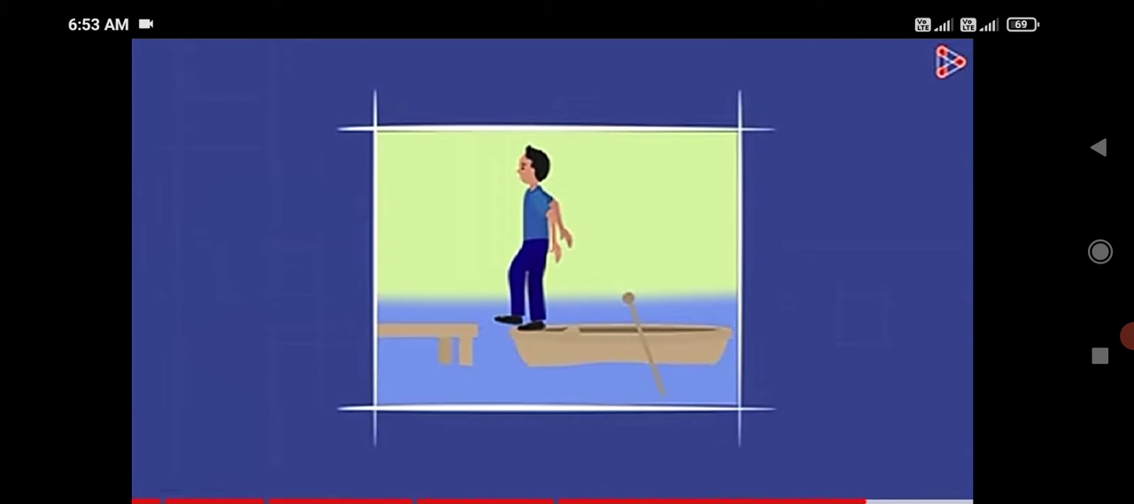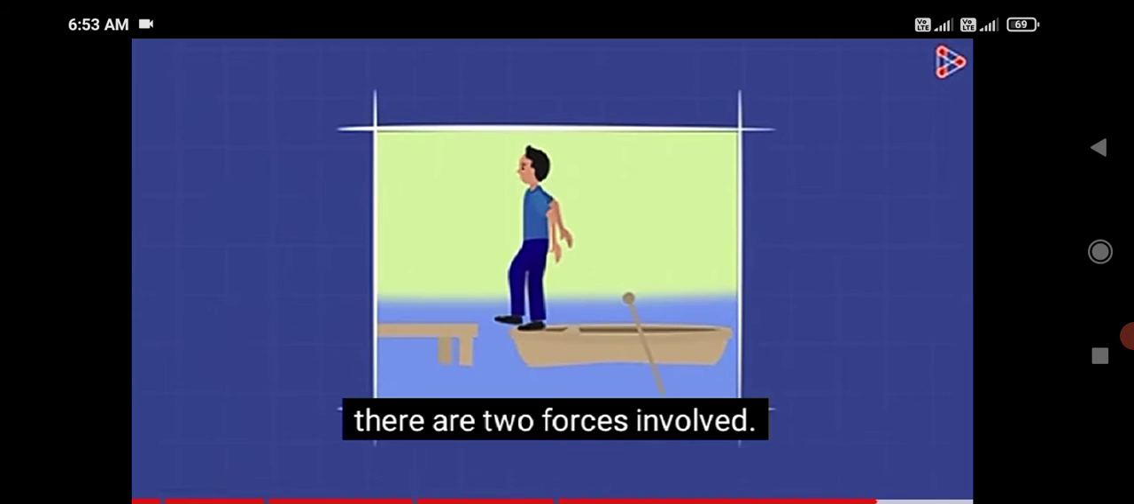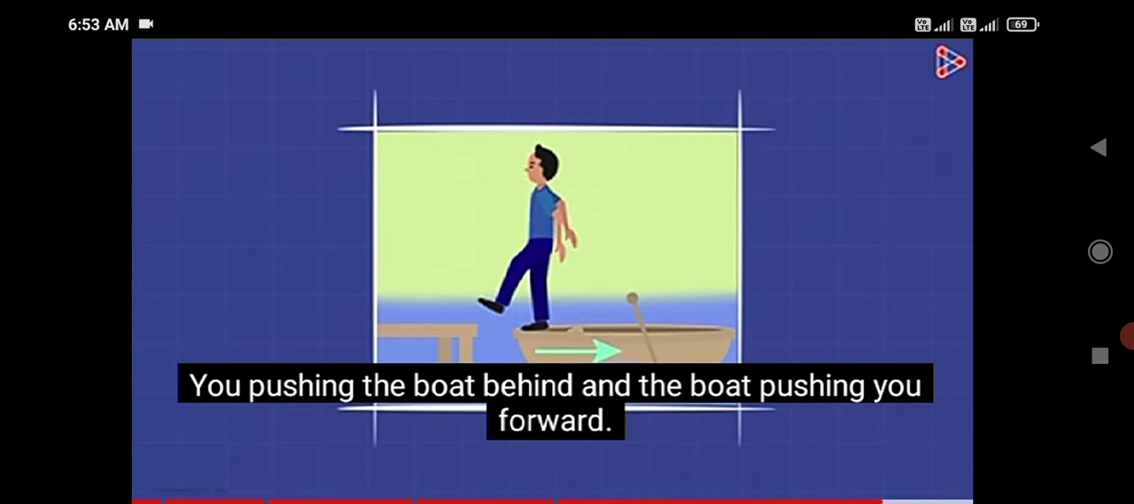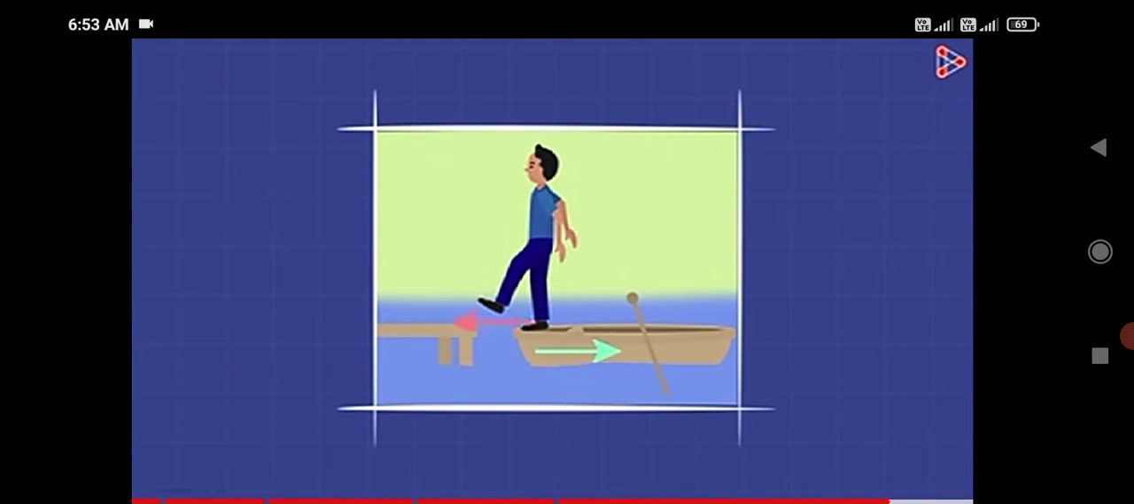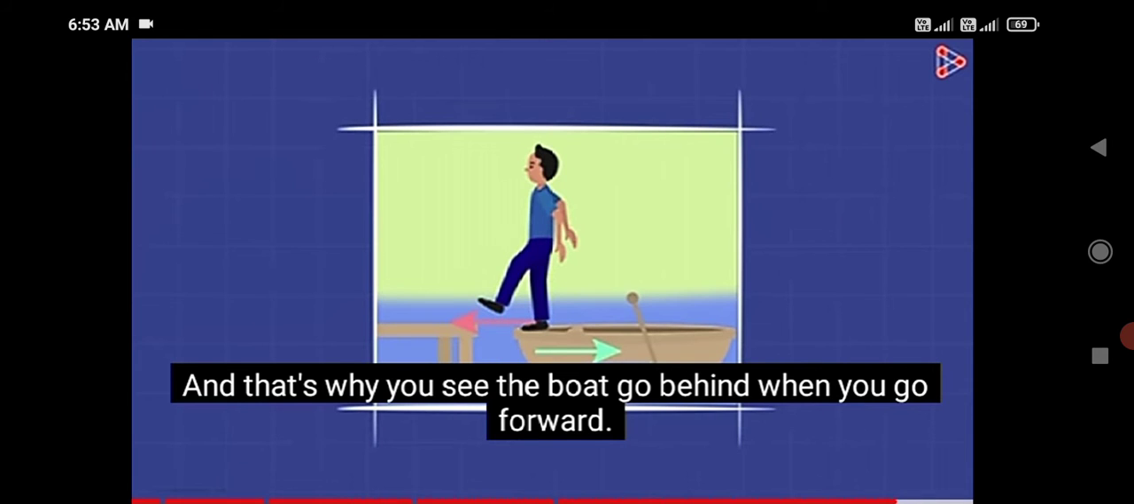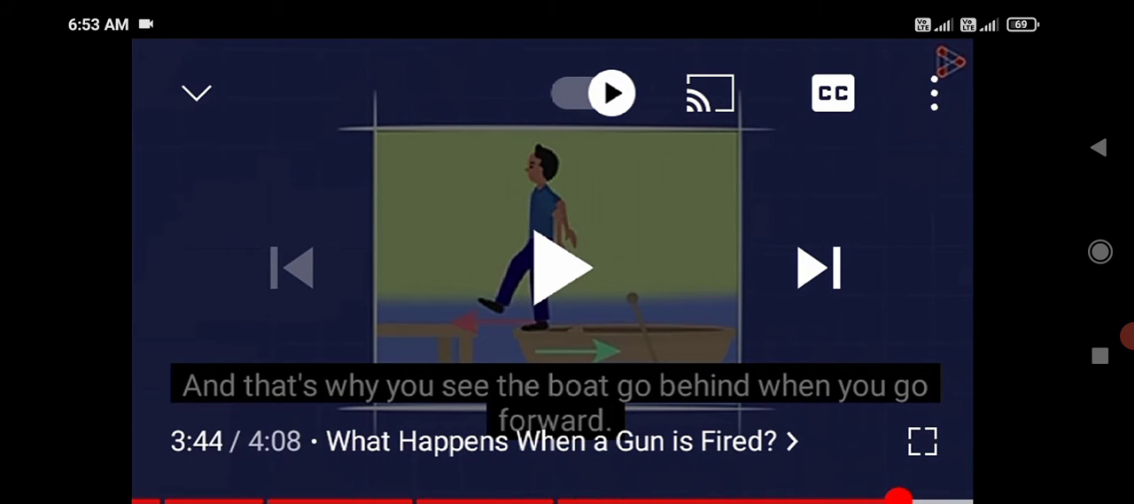One more example: if a person jumps from a boat to some other place, then the boat moves in the reverse direction. That is also an example of Newton's third law.